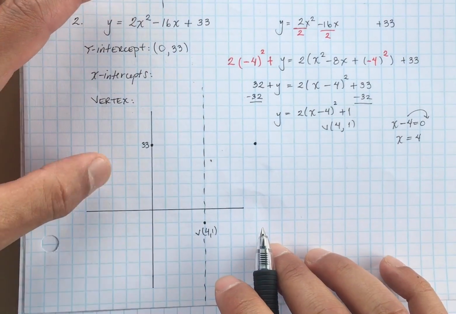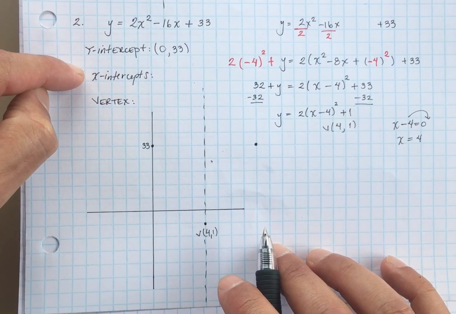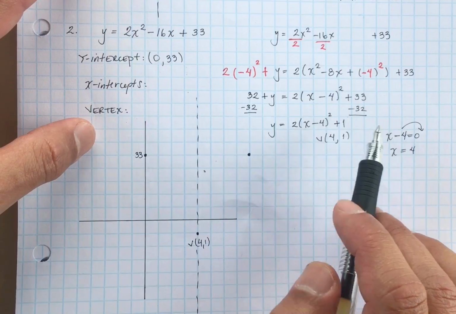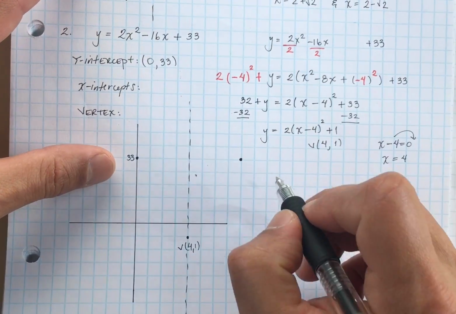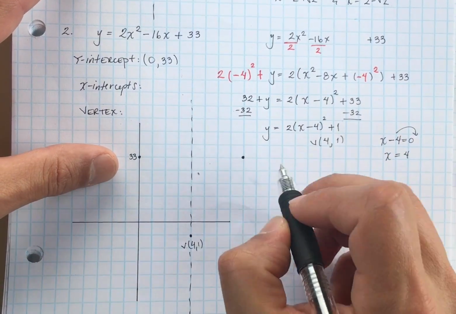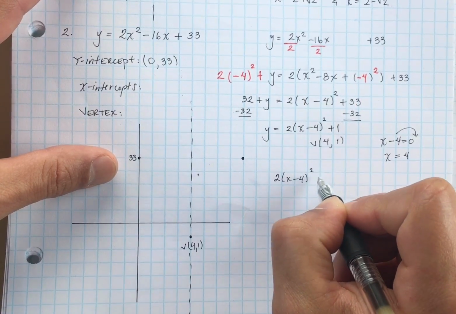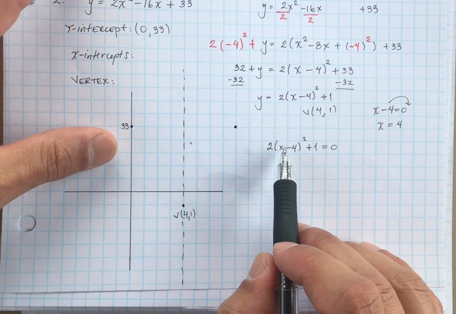But your professor, your teacher, is going to ask you also for these x-intercepts, because they're going to want to know that. Well, how do you find the x-intercepts now that I have this? We're going to set the y equal to 0. So we're going to use this guy: 2 times x minus 4 squared plus 1. Set that equal to 0, because we're trying to find out the x.